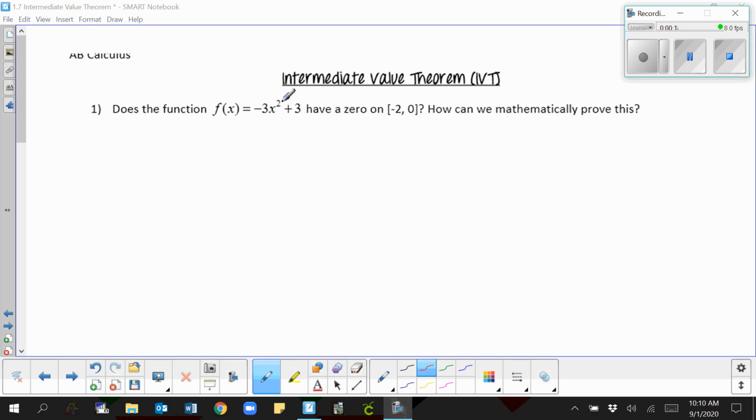So in algebra, what you would have done is set this equal to 0, go backwards and solve for x, and then check to see if that x is in between our interval of negative 2 to 0. For calculus, we're going to use something called the intermediate value theorem.